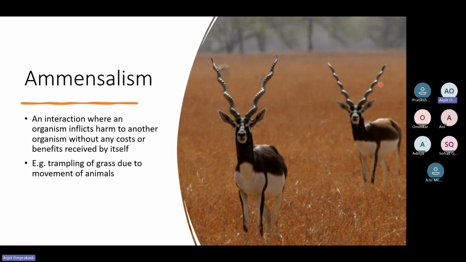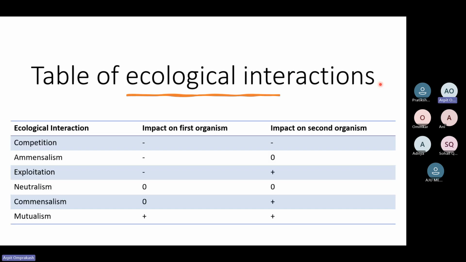Then we have amensalism, where basically an organism inflicts harm on another organism without cost or benefit received by itself. So it's minus zero. For example, these black bugs that are trampling on grasses while they're feeding, basically the grass is dying, but nothing's happening to them. So this table summarizes all the different ecological interactions and what is the impact on the first organism and on the second organism.